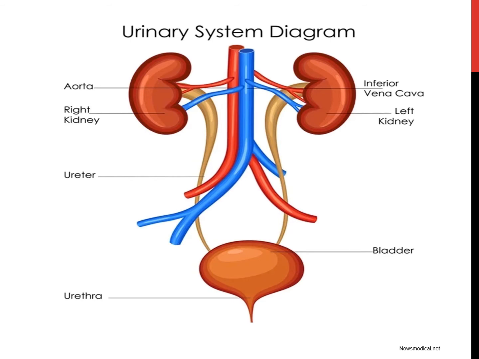From the kidneys arise two tubular organs called ureters. These ureters carry the urine from the kidneys into the urinary bladder. Urinary bladder is located in the lower part of the abdomen. A sphincter or circular muscle guards the opening of the bladder into the urethra and relaxes only at the time of urination.